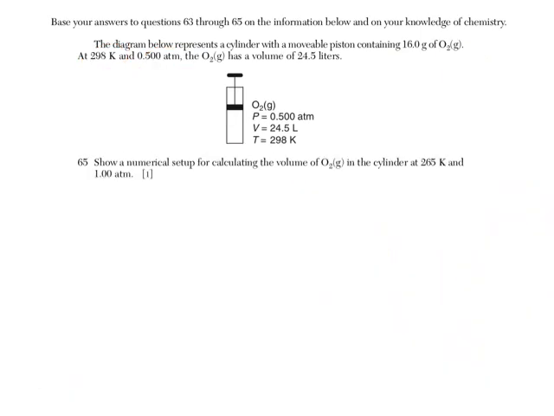Last question from this diagram with the piston and the gases. It has the same little reading thing, and now it just says show a numerical setup for calculating the volume of O2 gas in the cylinder at 265 K and 1 atmosphere. Now this one does say show a numerical setup, so this is one of those questions where you don't actually have to do the math, you just have to show how you would set it up properly.